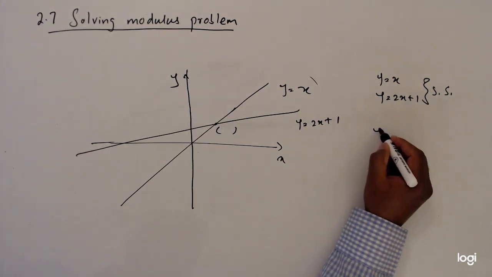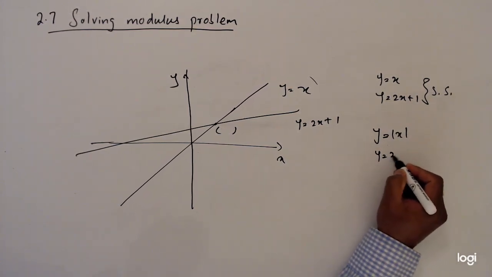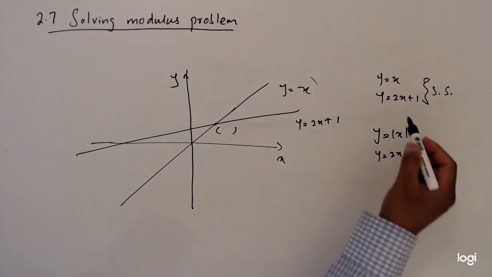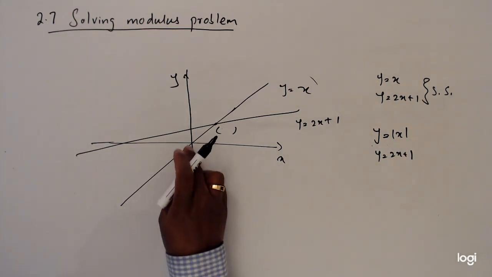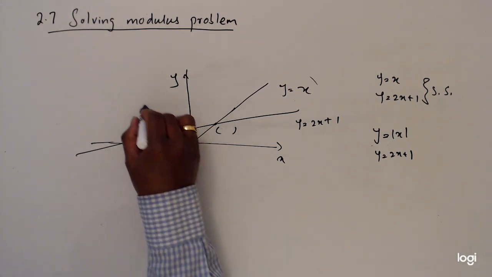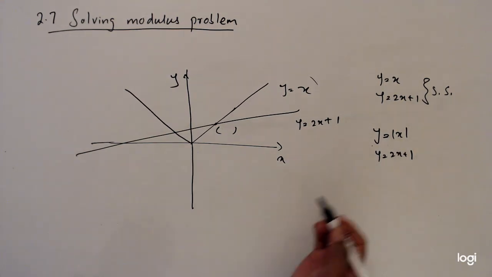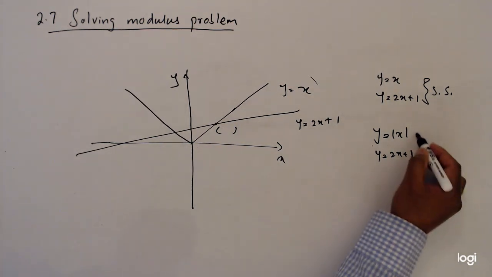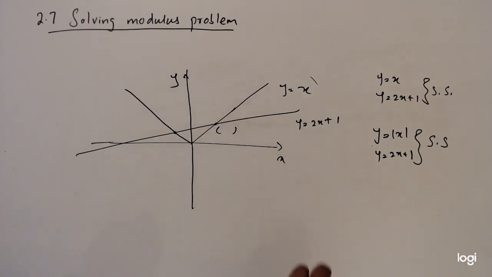What will happen if y equal mod x and y equal 2x plus 1? For the y equal mod x equation, the graph is going to be something like this. You know how to draw mod x. Now here, when you solve simultaneously, you should have two answers.